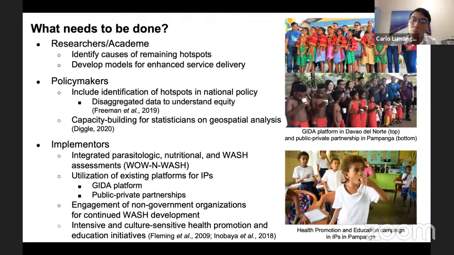In sum, as usual modes and methods of service delivery do not work in these areas and populations, extraordinary efforts are needed to address remaining pockets of high endemicity in the Philippines. Thank you very much.